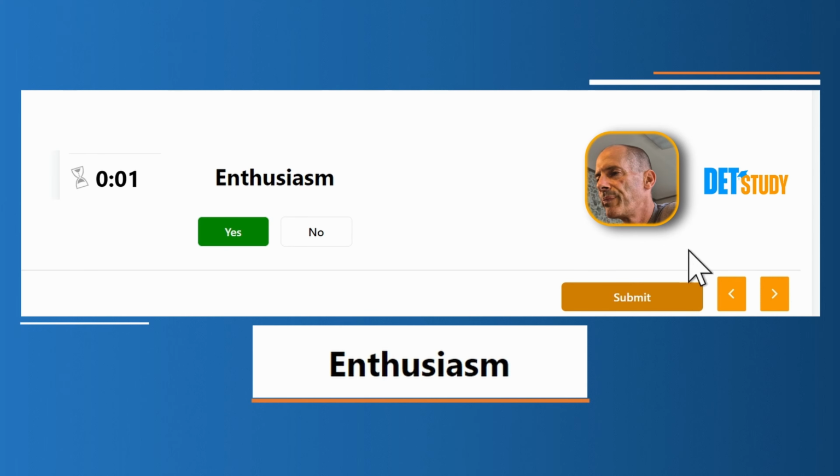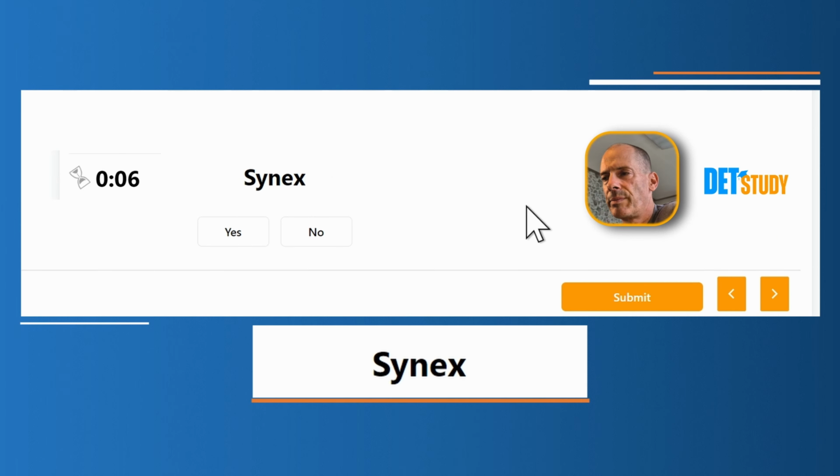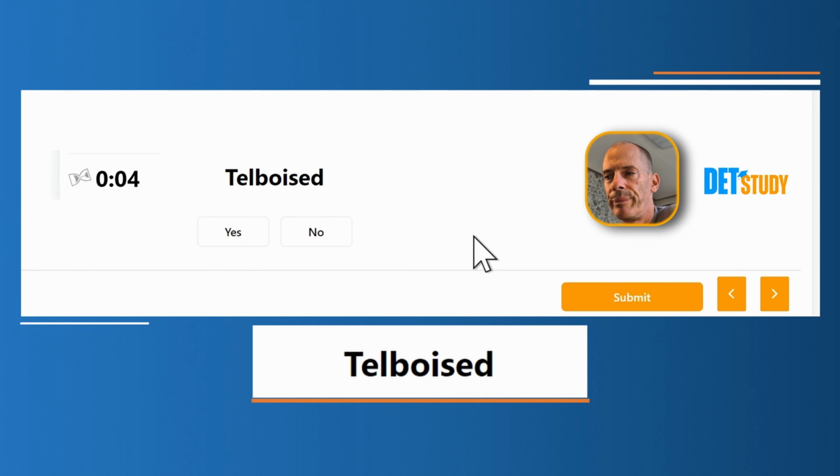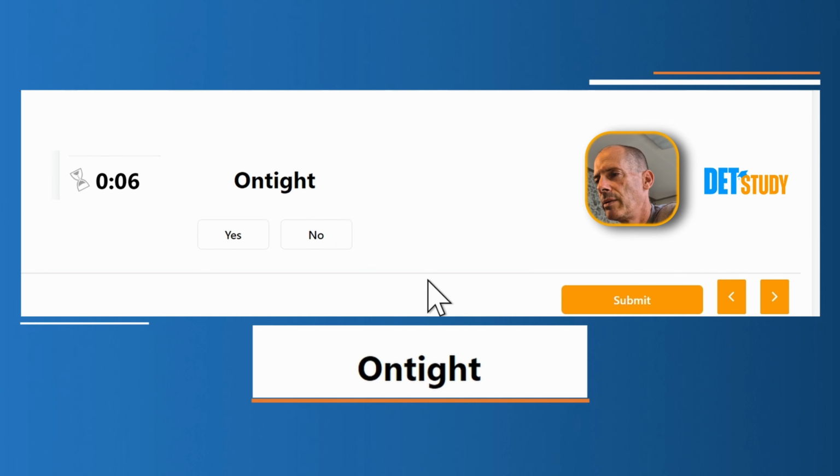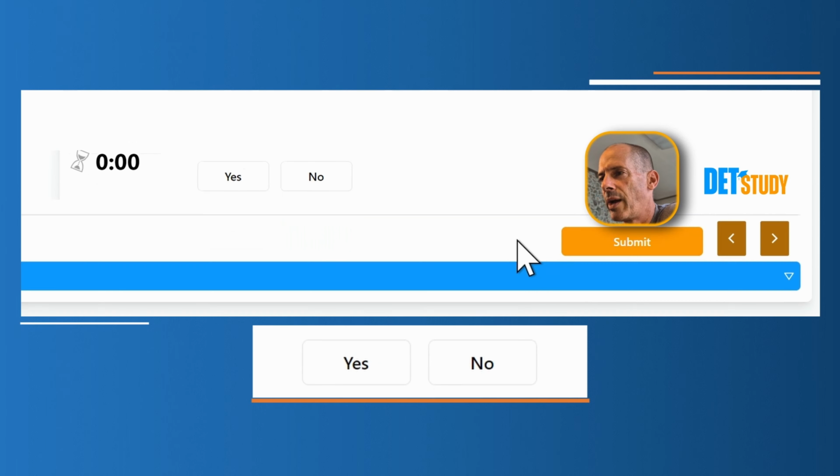Many words. Sinex. Sinex sounds like a tech company, but I think it's not a word. Telboised. No. Versify. Sounds like a word, but I'm going to say no. Good. On tight. The lid was on the jar, and it was on tight. That's not a word.